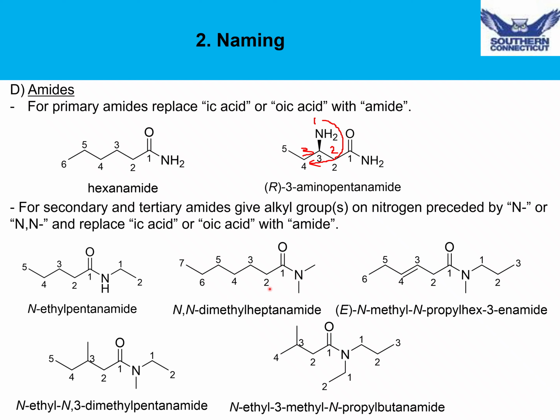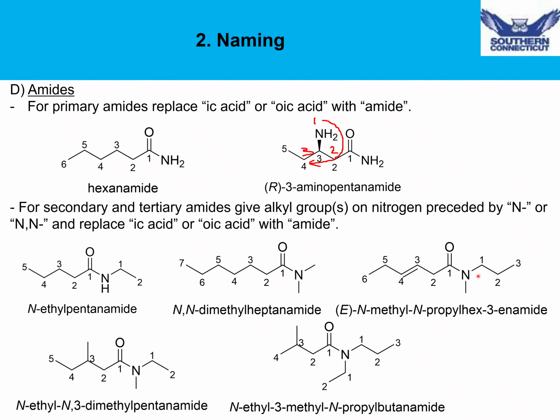With the next example, we have two methyl groups on the nitrogen. So those substituents are added to the name as N,N-dimethyl, and then we have 7 carbons in the parent chain, so it's heptanamide.